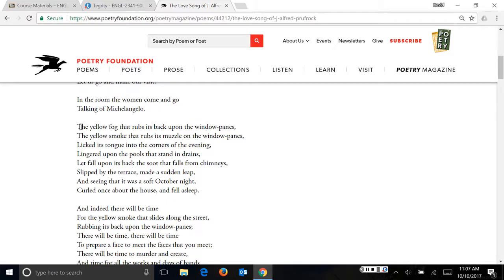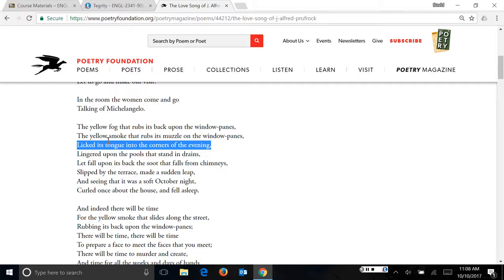But notice he talks about this yellow fog and yellow smoke, and how he gives it certain qualities, like licking its tongue into the corners of the evening. So there's obviously this really weird magical imagery happening, and he's clearly talking about sex here, right? But he's giving these sexual characteristics to something that cannot be sexual, in this case the yellow fog, the yellow smoke.